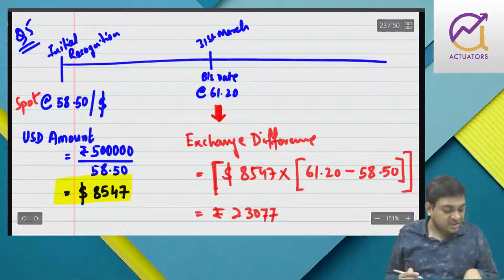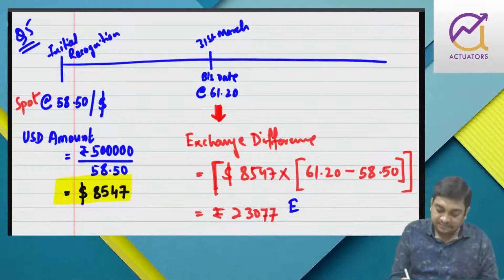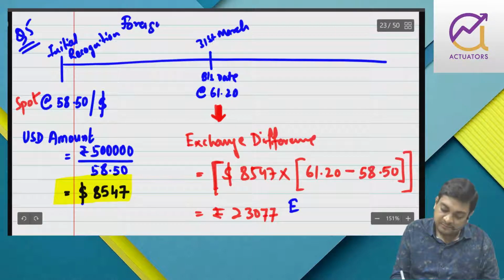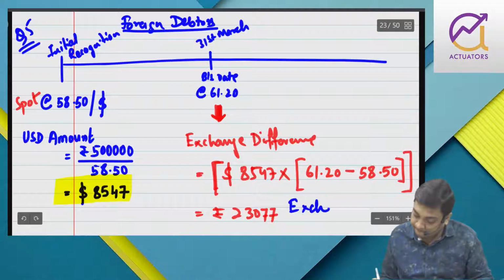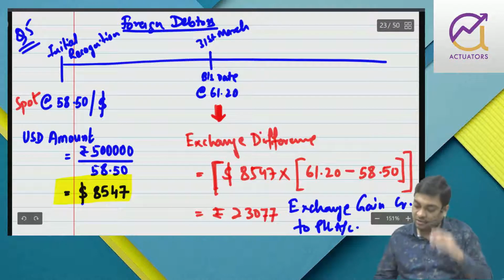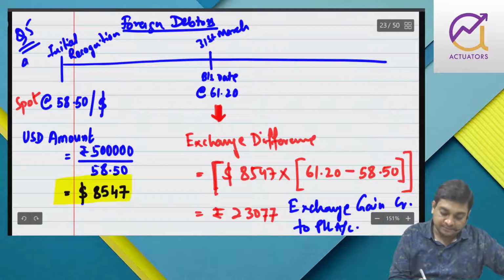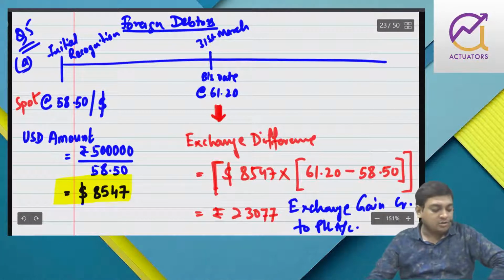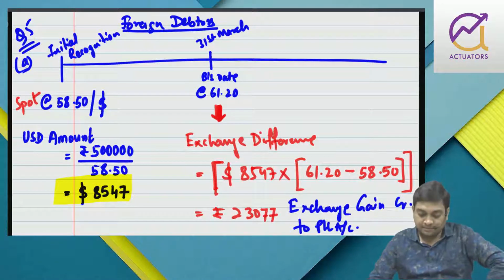Right? What is it? It is an exchange gain, because these are foreign debtors, right? So it is better that the dollar rate has increased. Exchange gain credited to profit and loss account. This was part A. Part B is also the same, but that's a loan. The dollar rate has increased, so that will be shown as a loss debited to PL.